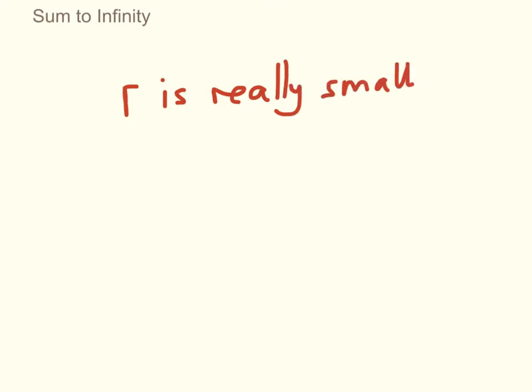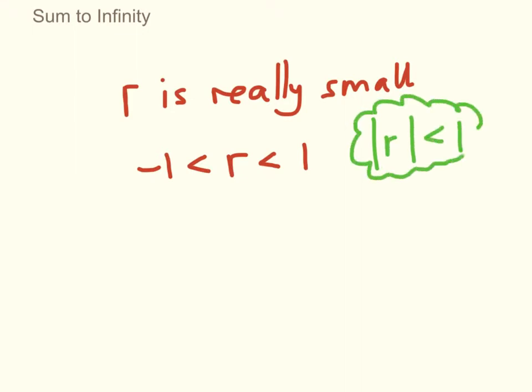So this is the sum to infinity. This works when r is small, or more accurately, when r is between 0 and 1. Actually, it works if r is between 0 and -1 as well, because it still gets smaller and smaller. It just alternates between negative and positive. An easier way of writing that is to say the modulus of r is less than 1.